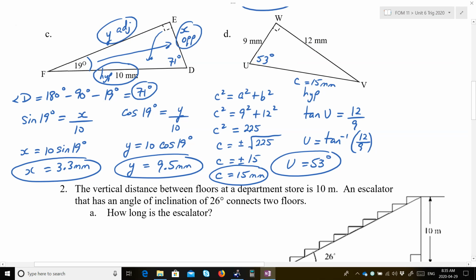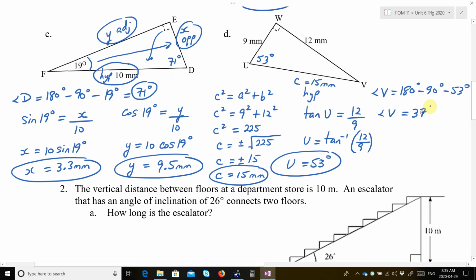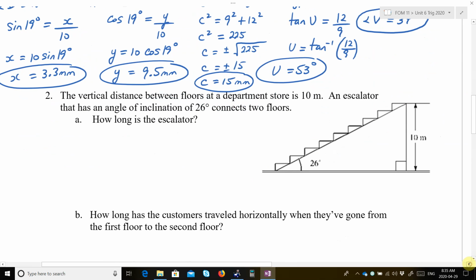Okay, and to get angle V, we will simply go that angle V is equal to 180 degrees minus the 90 degree box, and then minus 53. 180 minus 90 minus 53, bang, 37 degrees. Okay, and that is consistent with the answer key. Alright, so let's get down to number 2 here.